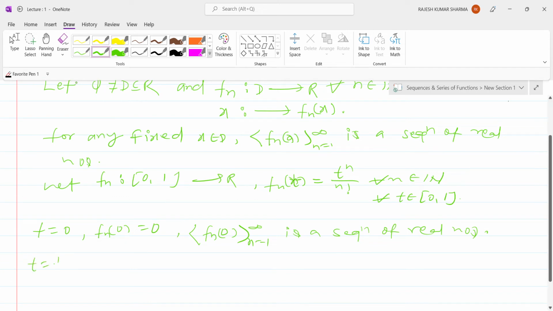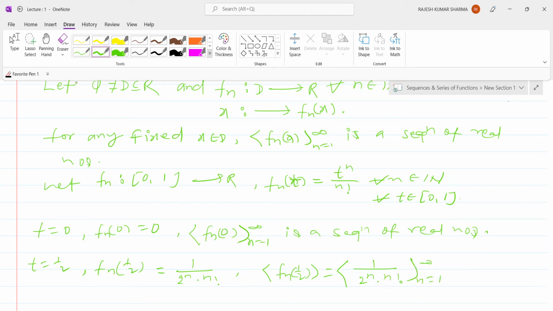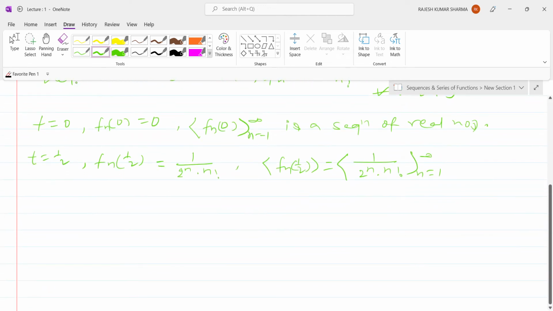If you put t equal to 1 by 2, then Fn(1/2) equals (1/2) to the power n divided by n factorial, that is, 1 by 2 to the power n into n factorial, n equal to 1 to infinity. This is a sequence of real numbers.